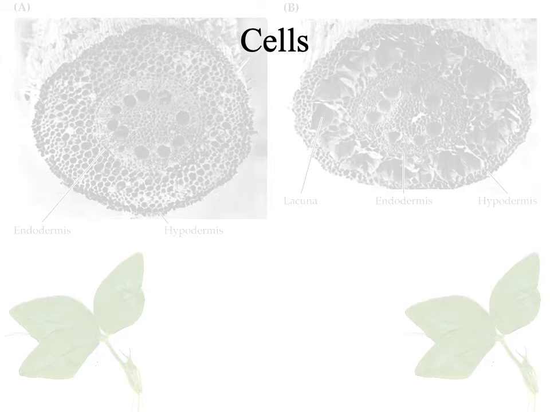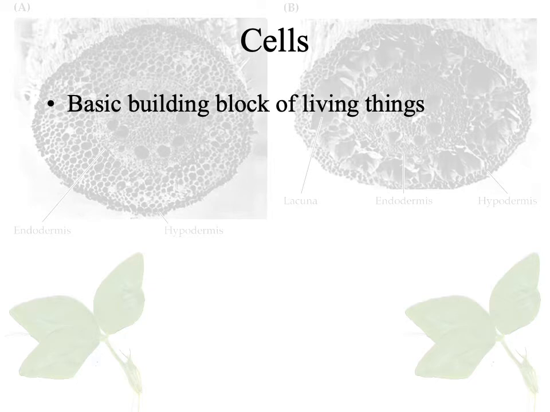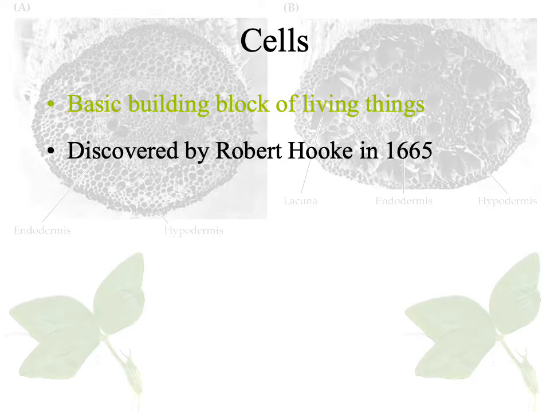We know that cells are the basic building blocks of living things. It's called the cellular theory of biology. As I've said before, a theory is as good as a law in physics. It's been tested a lot of ways, and we have decided that this is, in fact, the way that the world works here. Now, cells were discovered by Robert Hooke in 1665, so they've been around a long time. We've known about them a long time.